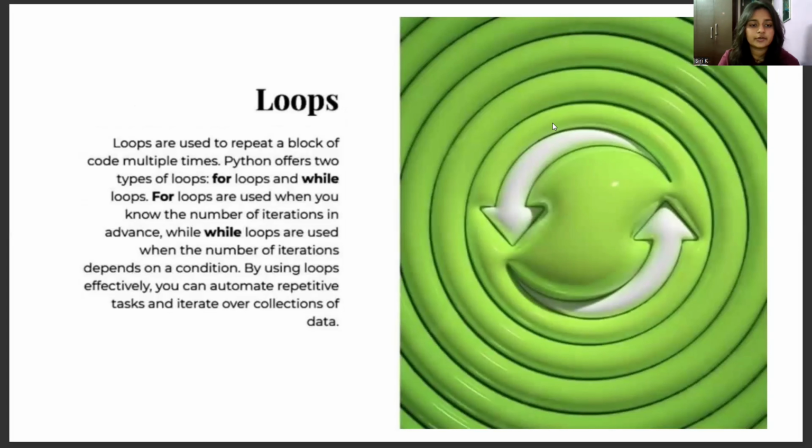Loops. Loops are used to repeat a block of code multiple times. Python offers two types of loops, for loops and while loops. For loops are used when you know the number of iterations in advance, while while loops are used when the number of iterations depends on a condition. By using loops effectively, you can automate repetitive tasks and iterate over collections of data.